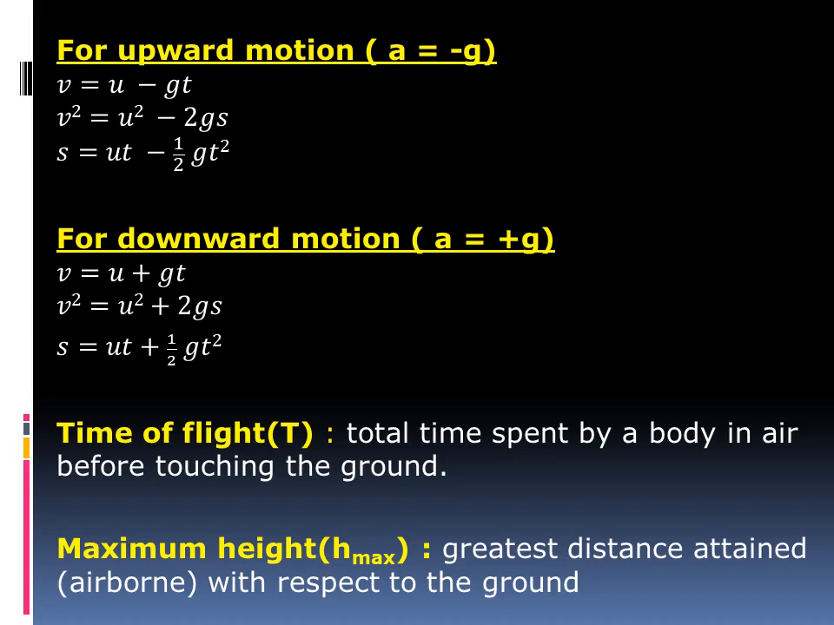Now we have what we call time of flight. Time of flight simply refers to the total time spent by the body in air before touching the ground. In other words, it's the time that it takes to move up and come down. And we also have what we call maximum height, written as h subscript max. It is just the distance attained by the body with respect to the ground, with emphasis on with respect to the ground. So we can have the body airborne or from a height, but the maximum height is the summation of the distance covered whilst airborne and that of a tower if need be.